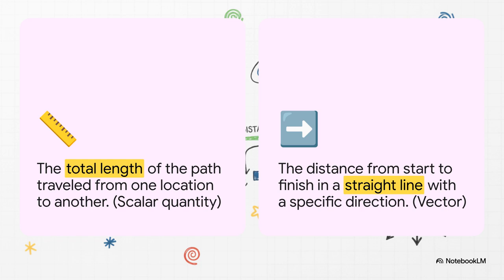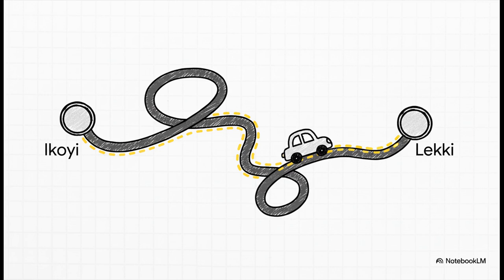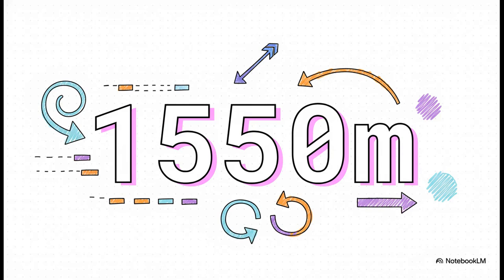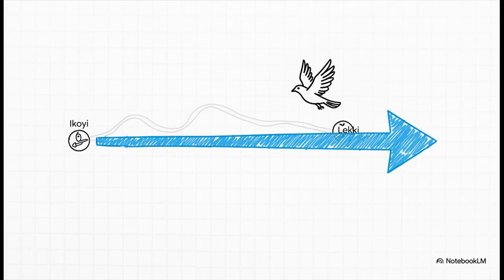Let's look at an example. Okay, let's picture a car trip from Ikoi to Lekki. The car can't just go in a straight line, right? It has to follow the roads, make turns, maybe even go around a roundabout. The entire path it takes, every single meter the wheels roll, that's the distance. So if we checked the car's odometer at the end of the trip, it might say 1,550 meters. That number is the total distance. It tells us how far the car drove, but it doesn't really tell us where it ended up compared to where it started. But displacement?